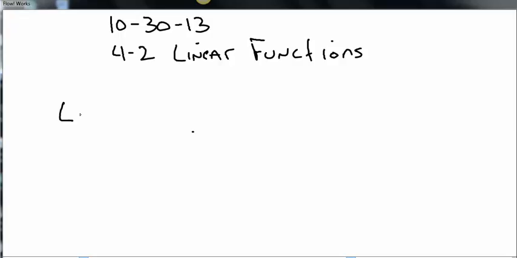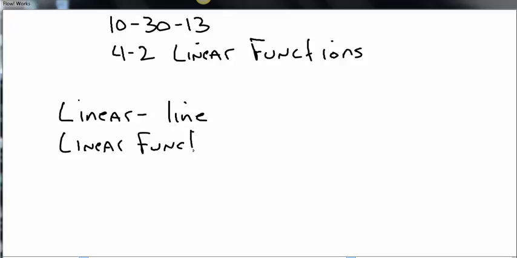All right, so linear. Fancy word for line, right? Okay. So linear function. A function is another word for an equation. Okay. So a linear function would be an equation for a line.